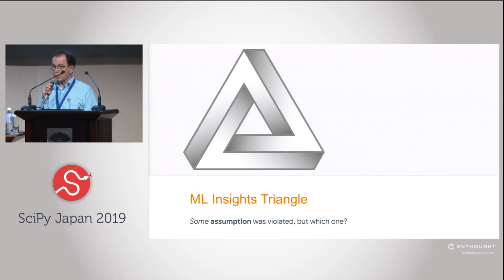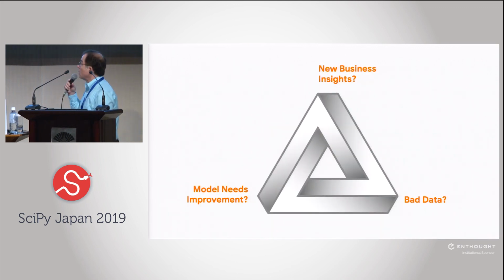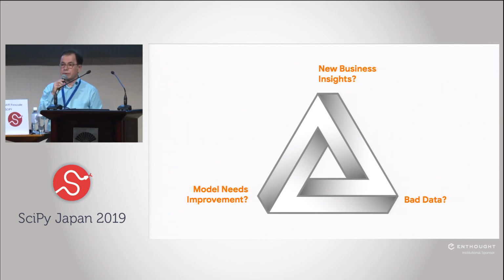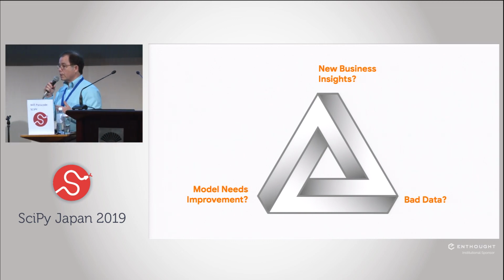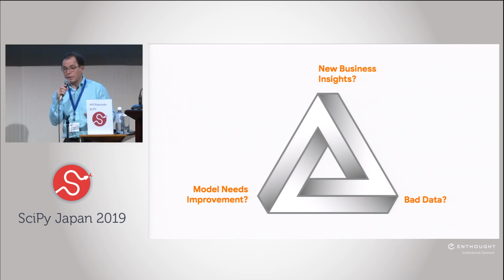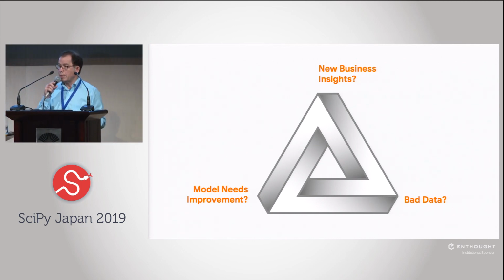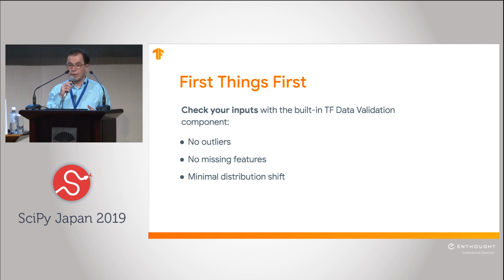When there's a problem, it's usually because some assumption was violated. But which one? Did the business change? Do you maybe have a new supplier of men's dress shoes and customers don't like it? Or has your data gone bad? Maybe your systems are giving you bad data and you're getting numbers that don't make sense. Or maybe your model needs to be changed, needs to be retrained, or maybe the architecture of your model needs to be changed. So where do you start? How do you solve problems? Well, you start with your data. You look for things like outliers.